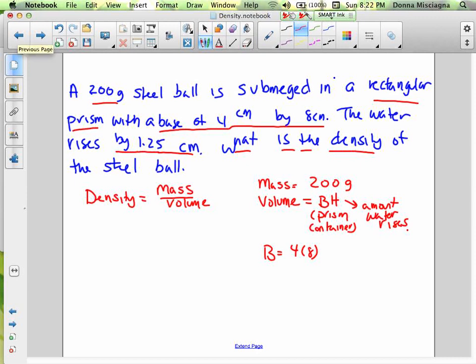Actually, let's write out what we're calculating. We're calculating base times height, the two measurements of the rectangular prism that we're submerging the ball into. So the area of the base is 4 times 8, or 32 centimeters squared. The height of the prism is the amount the water rises, so 1.25 centimeters. And again, I'll just put amount water rises.